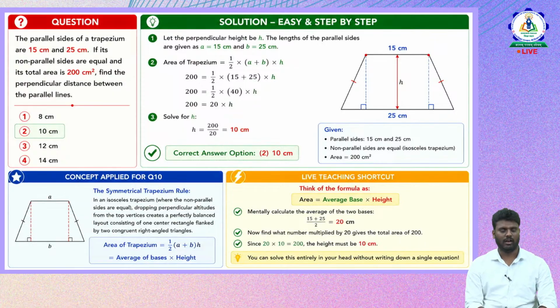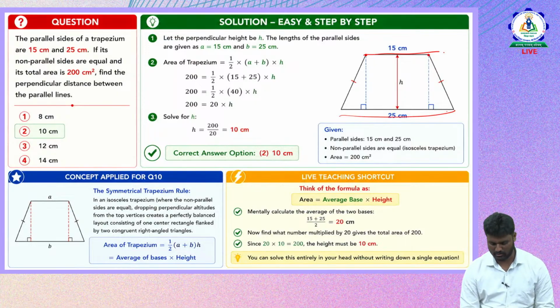Okay, what is the height of the trapezium? What are the parallel sides of the trapezium they have given? One is 15 centimeter, then another is 25 centimeters. Now, are they given the height here? No, they did not give a height in the question. So let us assume that the perpendicular height be x, or the height h.